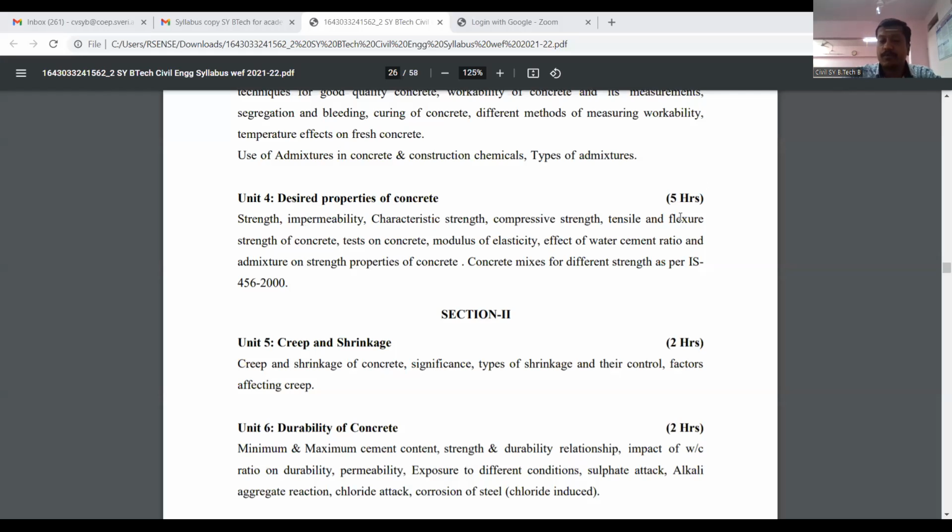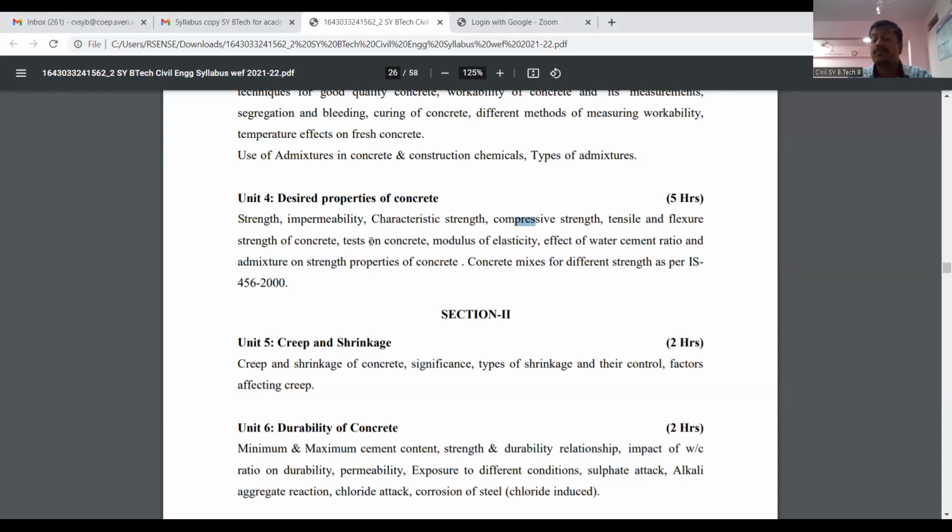Okay, so unit number 4, let us see the contents of this unit. The title is desired properties of the concrete. The first content is regarding the strength. Second is regarding the impermeability, characteristic strength, compressive strength, tensile and flexural strength of the concrete.